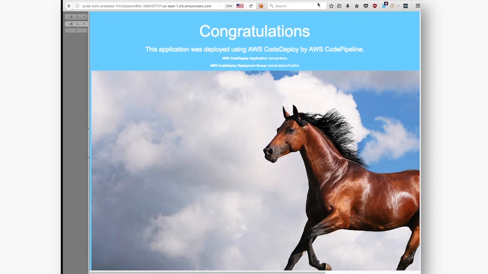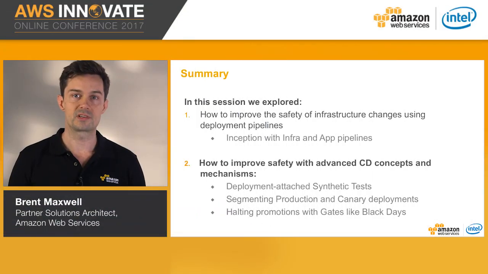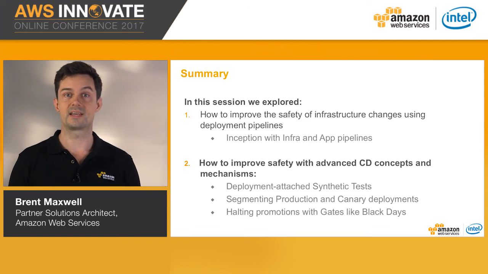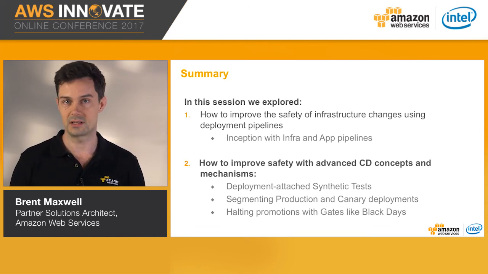So there's an example of how you can use Rekognition, and we can pass through a number of gates, which are security mechanisms to make sure that we don't fail anything in production. In this session, we've explored how you can improve the safety of your deployment pipelines and how you can nest an application pipeline within an infrastructure pipeline. We also looked at how you can improve the safety of your application deployments using deployment-attached synthetic tests, segmenting production using Canary deployments, and halting promotions with Black Day gates.